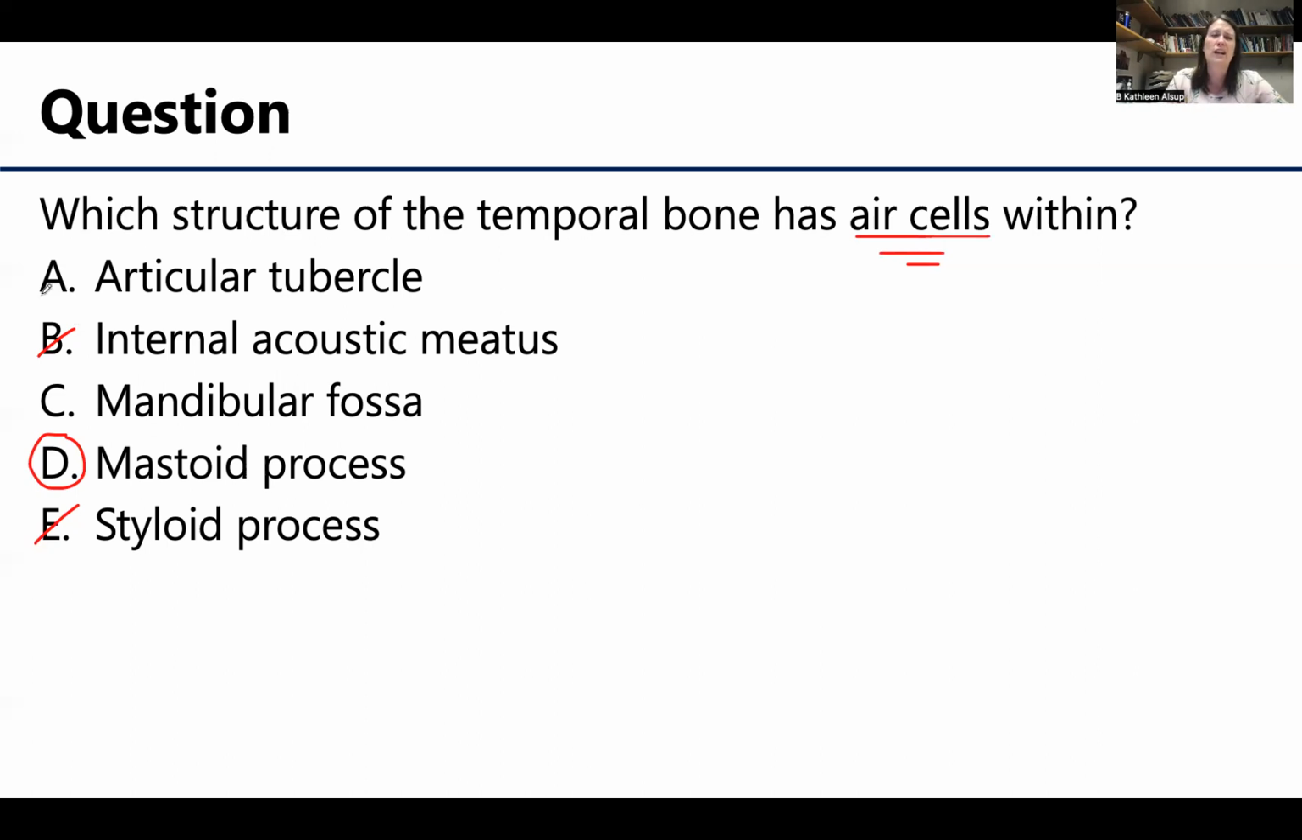The articular tubercle, again, a little on the too small side to have these air cells. That's going to be that inferior projection associated with the zygomatic process, important in terms of dislocations of the TMJ. And last but not least, not the mandibular fossa either. This is going to be the T in the TMJ, so the temporal portion of the temporomandibular joint.